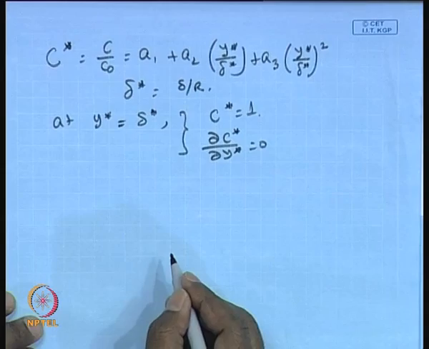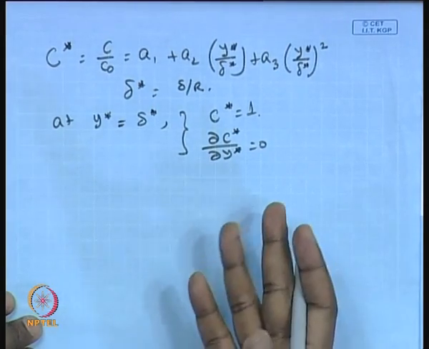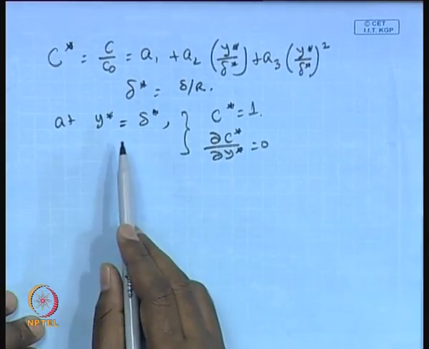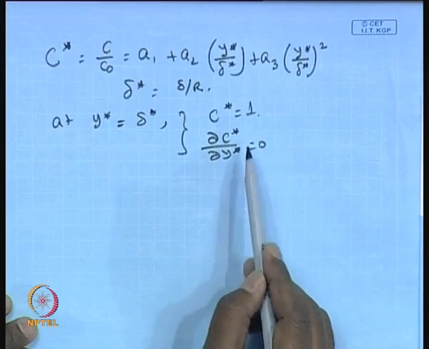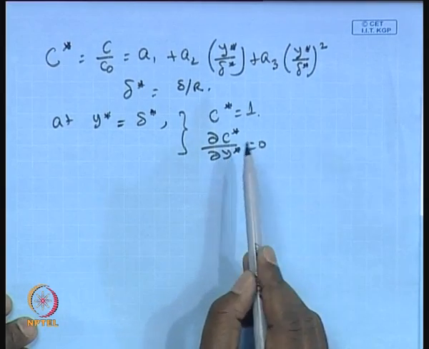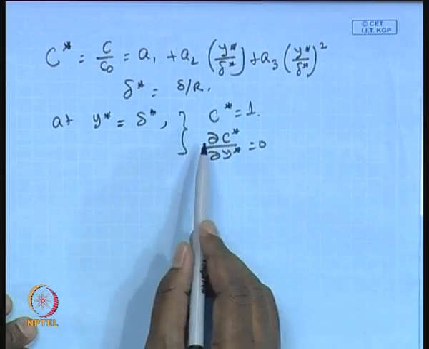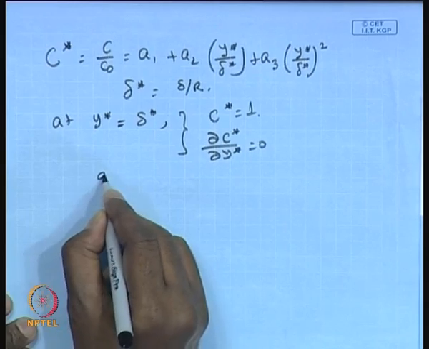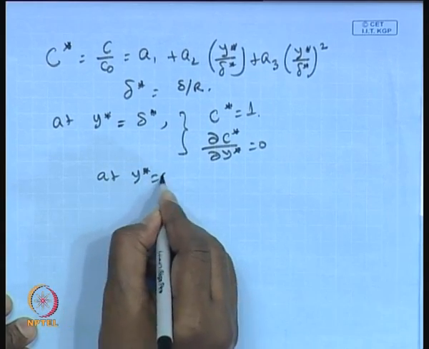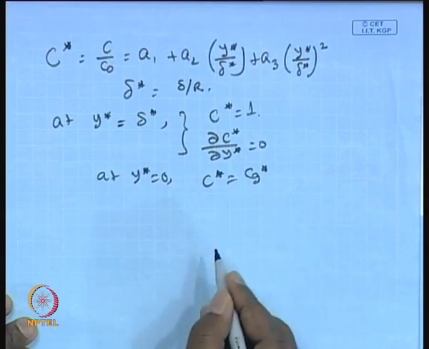These two boundary conditions must be satisfied at the edge of the boundary layer, any type of boundary layer, even if it is a thermal boundary layer. At y star equal to delta star, for the thermal boundary layer, T star was equal to 1 and del T star by del y star will be equal to 0. Now, since there are 3 constants, you must have one more boundary condition. The boundary condition that is quite apparent is that at y star equal to 0, C star was equal to Cg star.